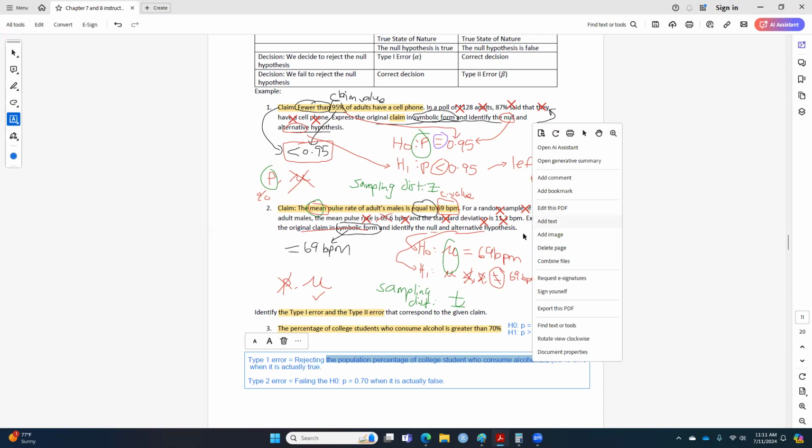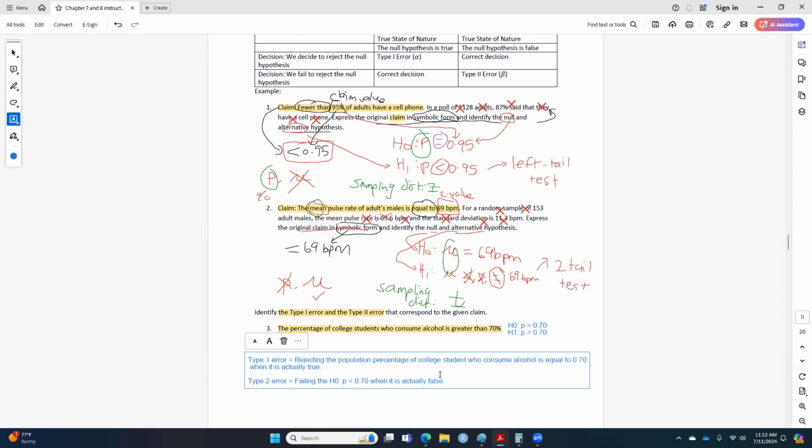Then copy this. Let me see. Oh, I just rewrite this. So P will be the population percentage of college students who consume alcohol is equal to 7.70 when it's actually false. So this is how you draw the type 2 error here, how you write it out.